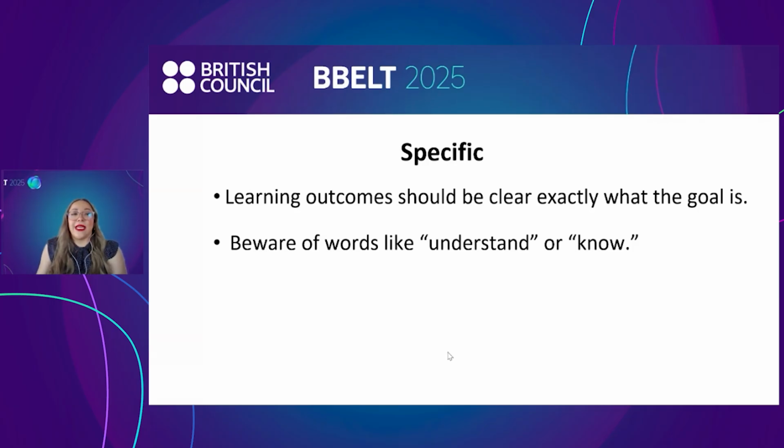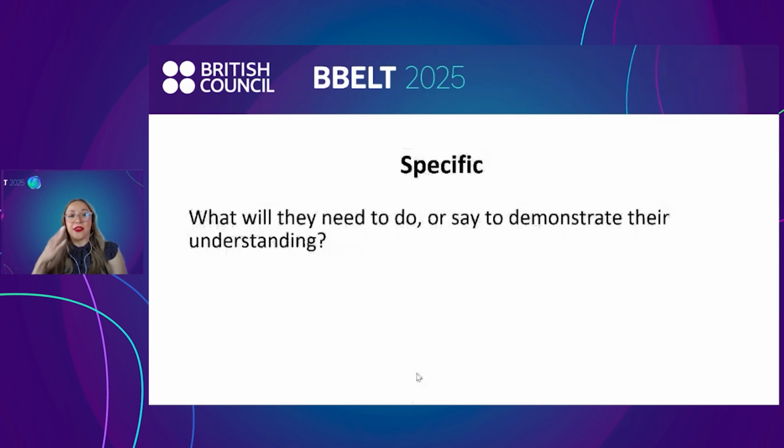We don't know what each of us understands by them. Another thing about objectives being specific is what our students need to do or say to demonstrate that they actually understood what you meant with this objective, right? The answer should always provide you with more specific objectives if the answer here is no.